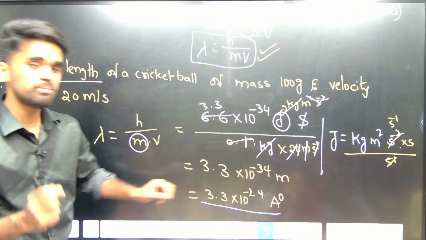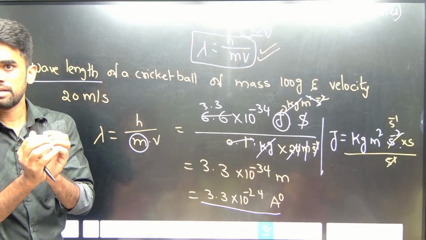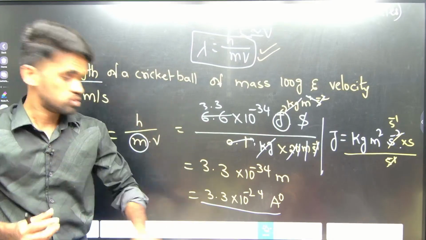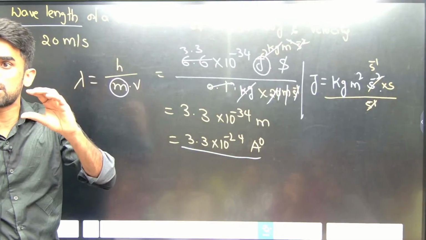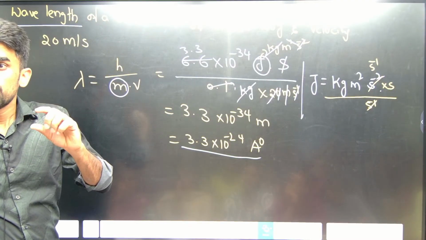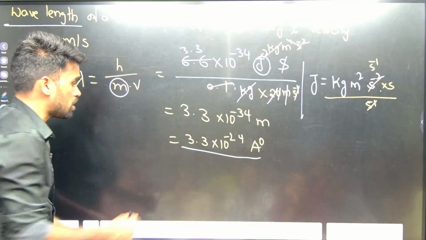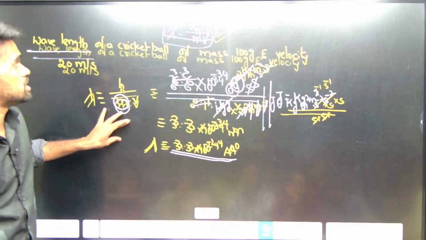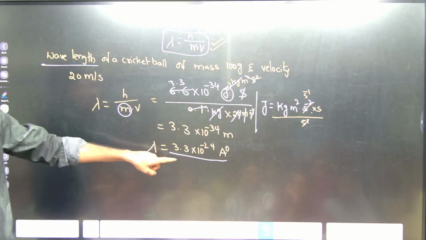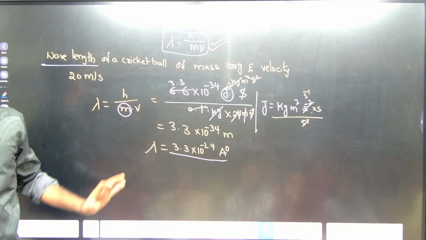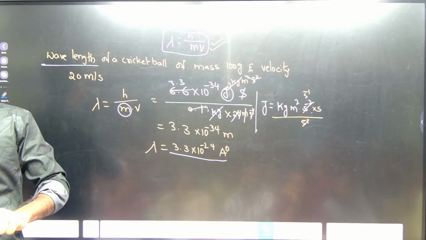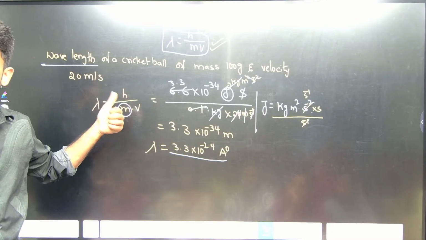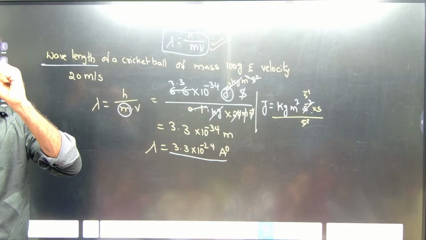Angstrom is already a very small quantity, and with that small quantity again you are multiplying with 10 power minus 24. Is 10 power minus 24 a big number or a very small number? Very, very small. So we can't even measure it. If you try to measure the wavelength for this cricket ball, the value is almost negligible, not even considerable. That's why the de Broglie wave equation is not applicable for macroscopic particles like large particles, only for microscopic.